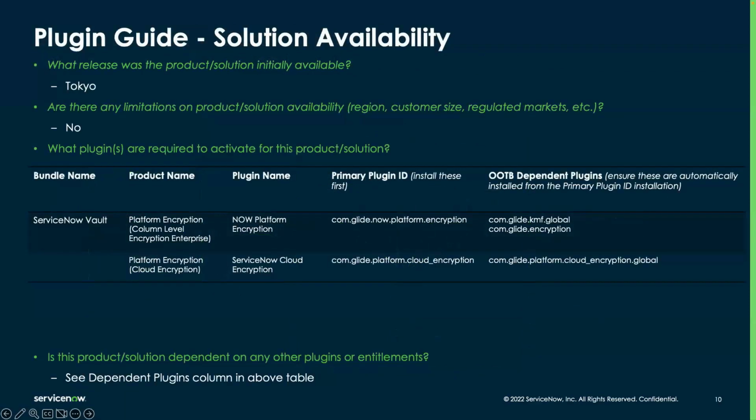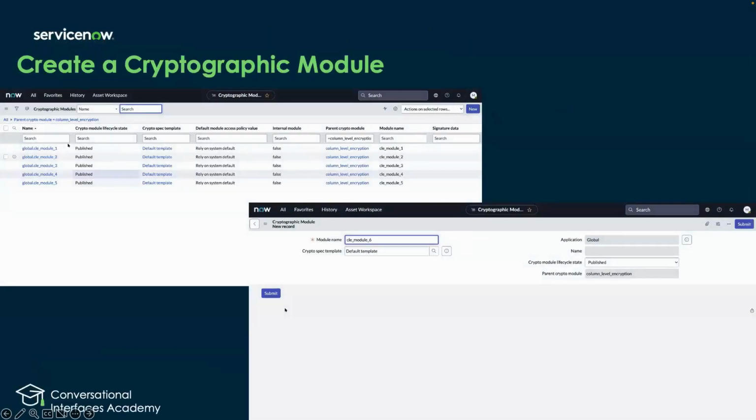So the next slide is more like the plugin guide, with some of the available plugins and product plugin names. These are the out of the box dependent plugins that you can install if you're interested in installing the platform encryption. That has two plugins. One is for the cloud encryption, as well as the column level encryption enterprise. So after you install it, you'll get a few features that you can double check. The first one is the KMF, key management framework. That's the first feature that you will see.